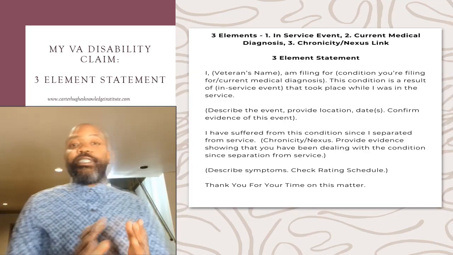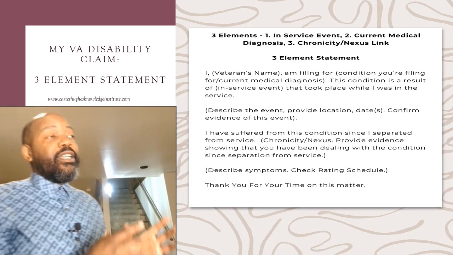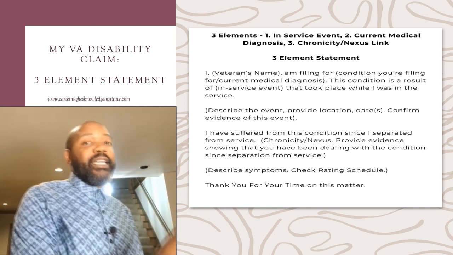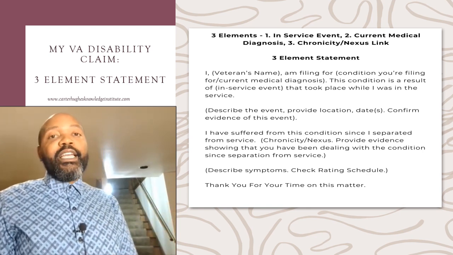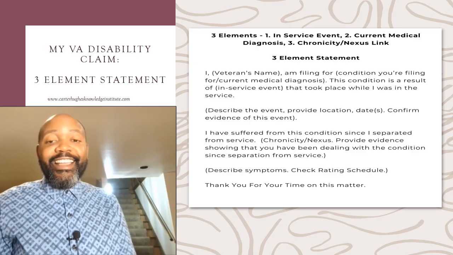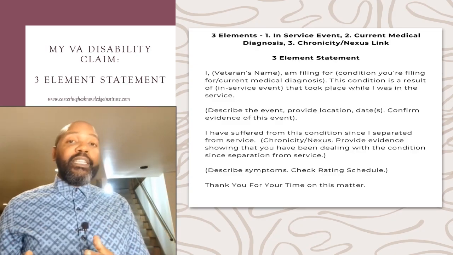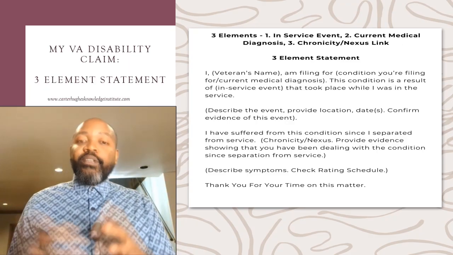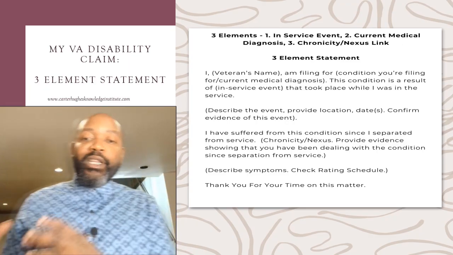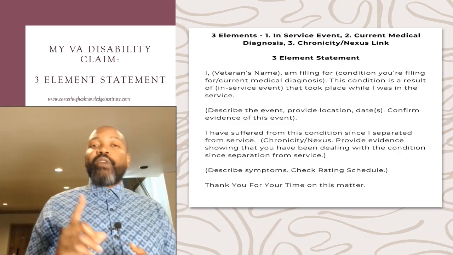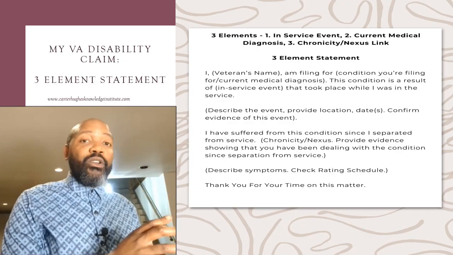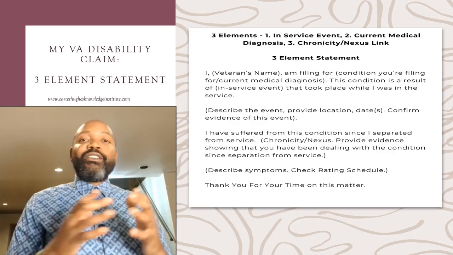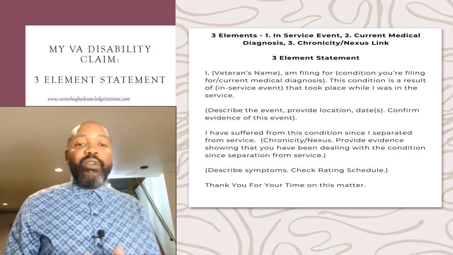Here is the statement. As you see, this is the statement template right here. Simple, laid out for you already. You just have to plug in the information. I, veteran's name, put your name in, and filing for whatever the condition is that you're filing for. This condition is a result of, put that in-service event in there that took place while I was in the service. So right off the bat, you want to establish this is the medical condition I'm filing for, and this is the in-service event. You want to lay it out simply for the person who's going to be rating that claim.